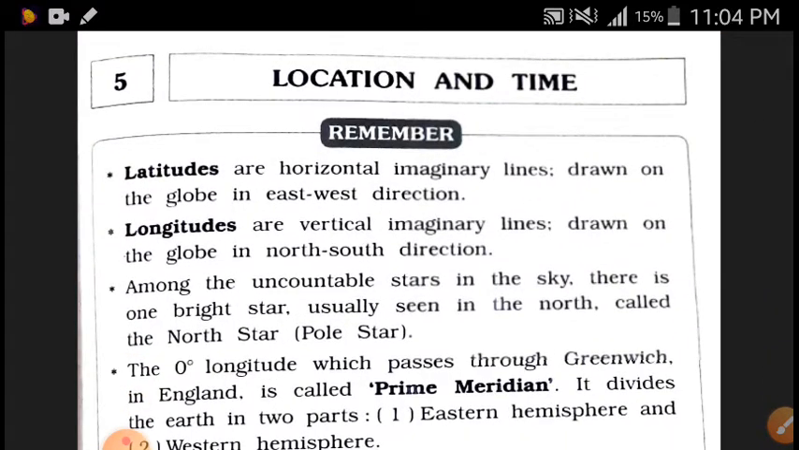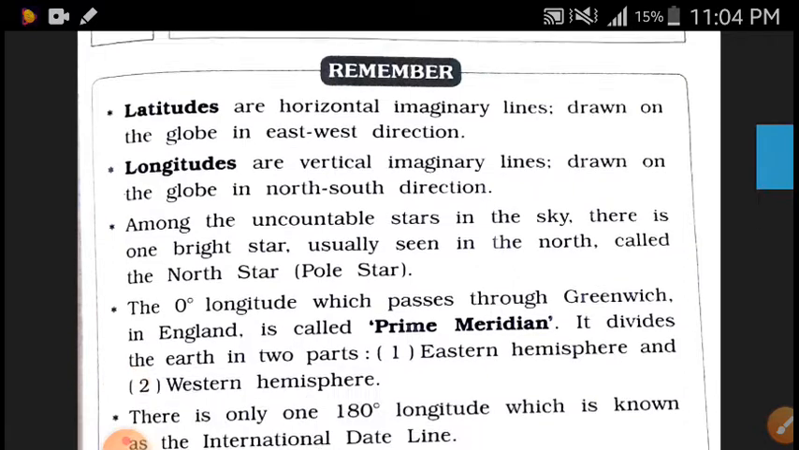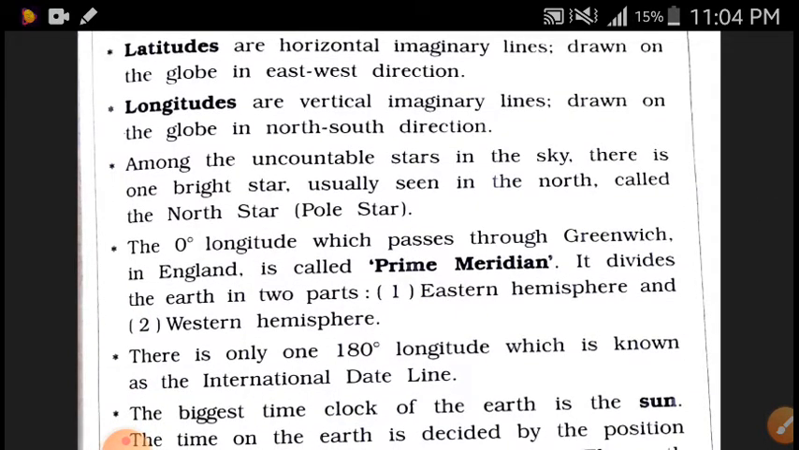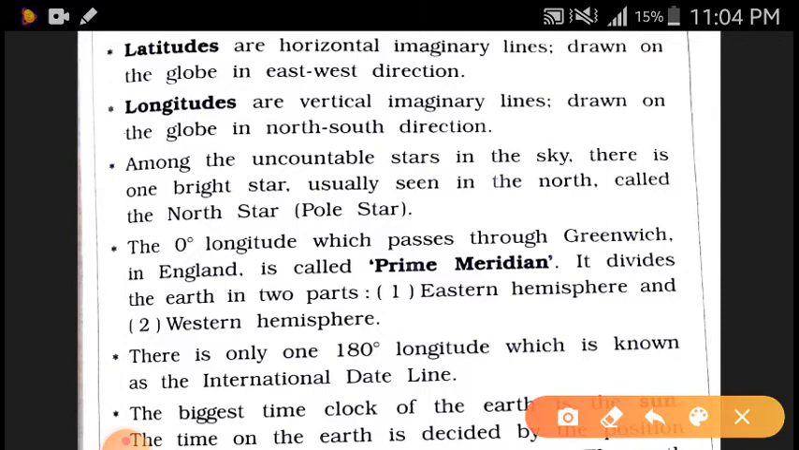Now, due to these two terms, there are a few other terms we will learn. The third point is that among the uncountable stars in the sky, there is one bright star. Usually it is seen in the north direction and it is called the North Star or Pole Star.